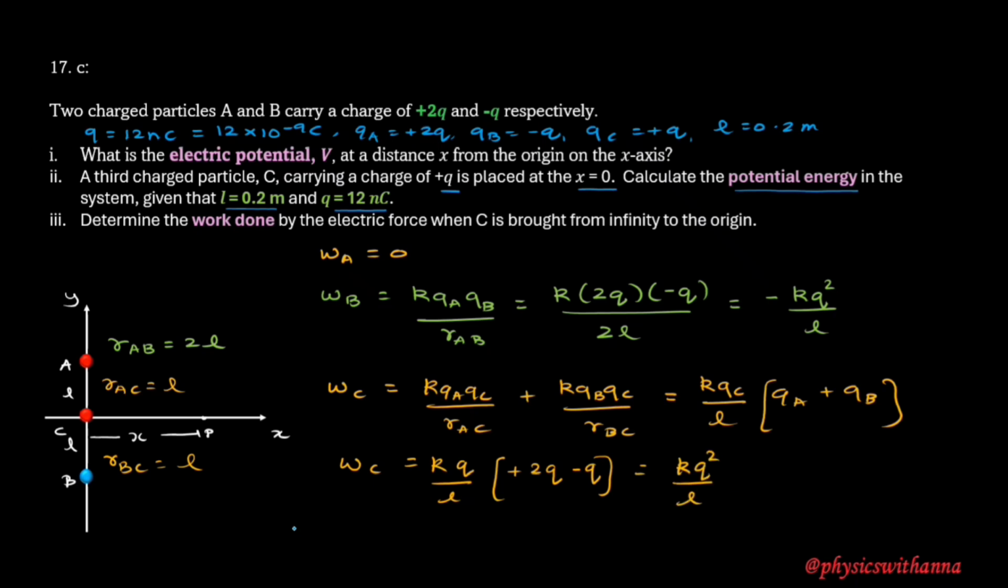Then potential energy of the system is nothing but the work done in bringing all of these charges. So we can find potential energy of the system by adding work done in bringing particle A plus work done in bringing particle B plus work done in bringing particle C, all from infinity to their position here. That is equal to 0 plus negative KQ squared over L plus KQ squared over L. That gives me the potential energy of the system to be equal to 0.